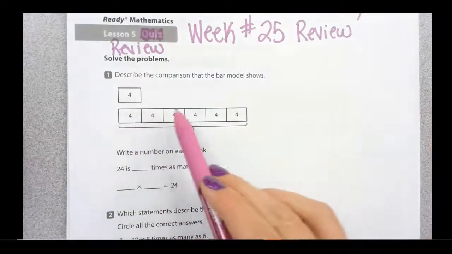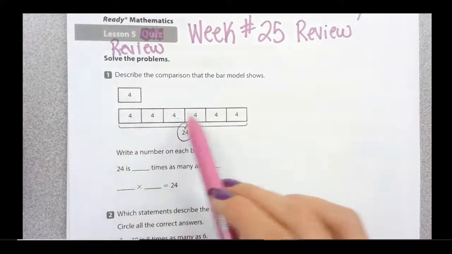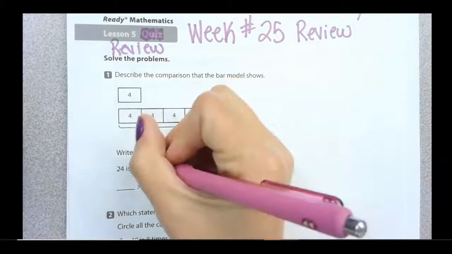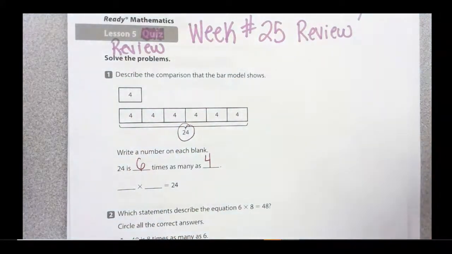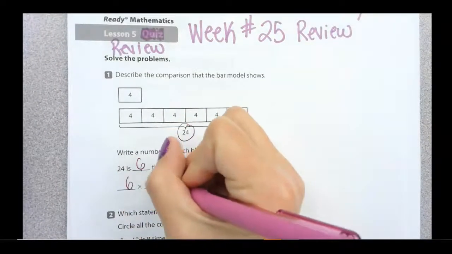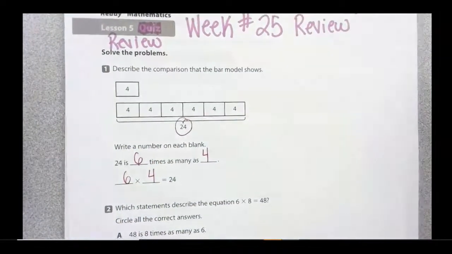So how many times does this 4 repeat? 6. Yeah. So 6 times as many as 4. So 6 times 4 repeats.